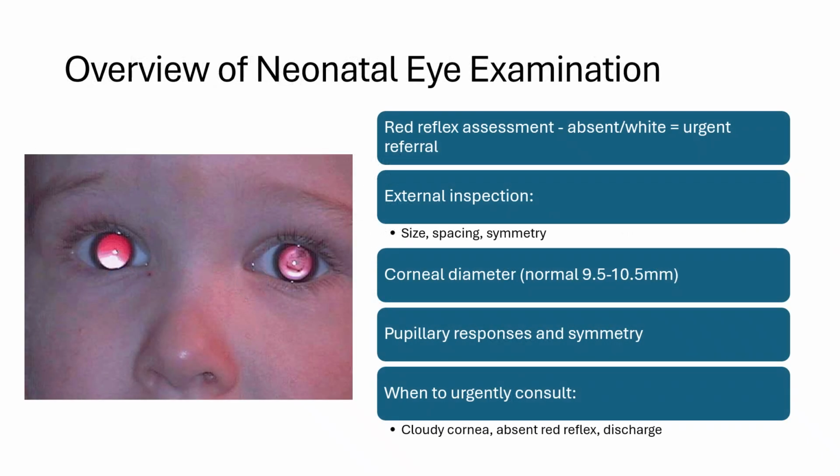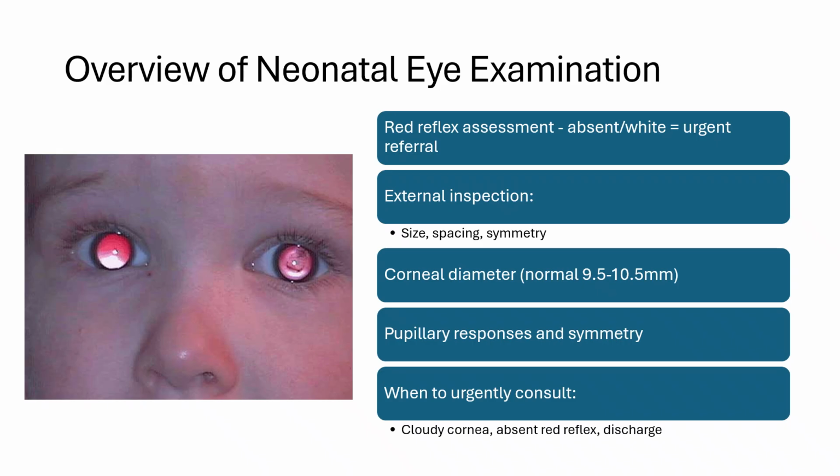The neonatal eye examination requires systematic evaluation. Start with the red reflex. This single assessment catches most serious pathology. A normal red reflex appears orange-red and symmetric. An absent or white reflex demands urgent ophthalmology referral. Leukocoria suggests cataracts, retinoblastoma, or persistent fetal vasculature.